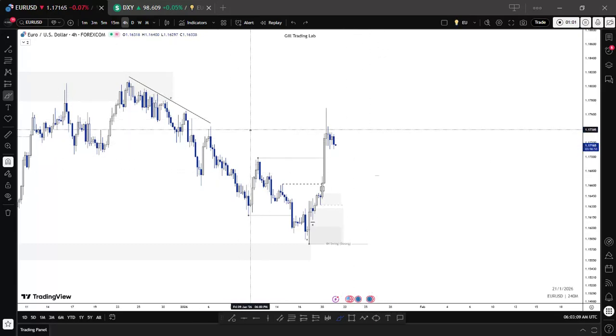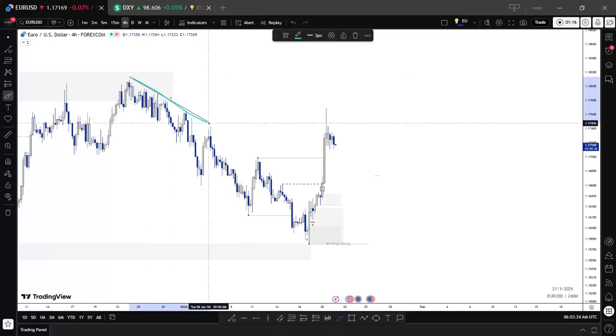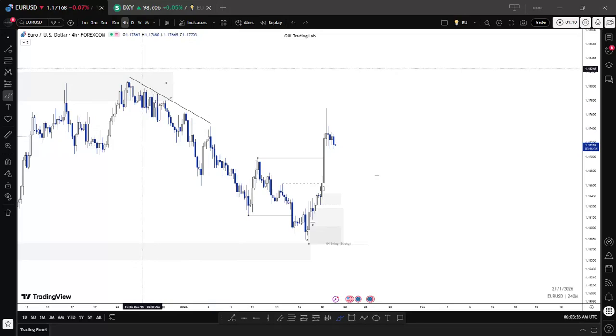We can use either structural confirmation, or we can check the left side for unmitigated zones, which can help facilitate the swing pullback. On the left side, there aren't any unmitigated zones. There is just all this liquidity for price to target.